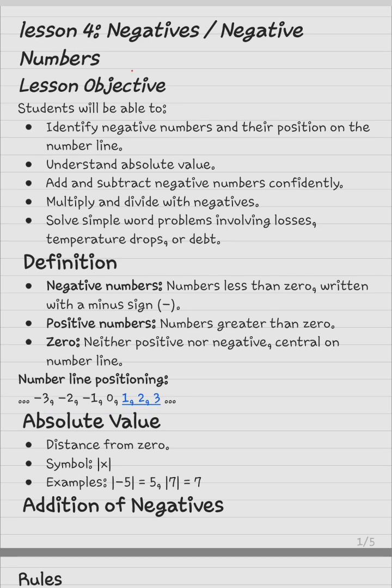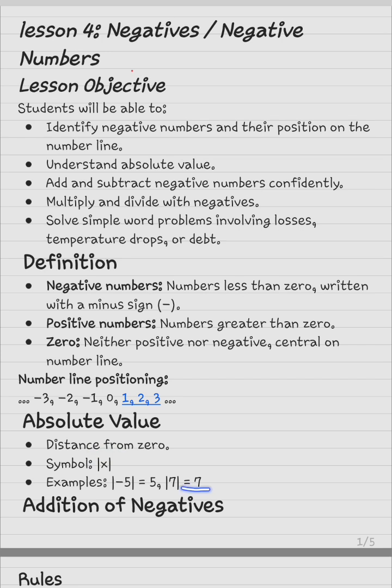Absolute value. Absolute value is a way of describing the distance a number is from zero, regardless of which direction it is in. We use two vertical bars as the symbol for absolute value. Because it measures distance, the result is always a positive number. For example, the absolute value of -5 is 5, and the absolute value of 7 is 7.